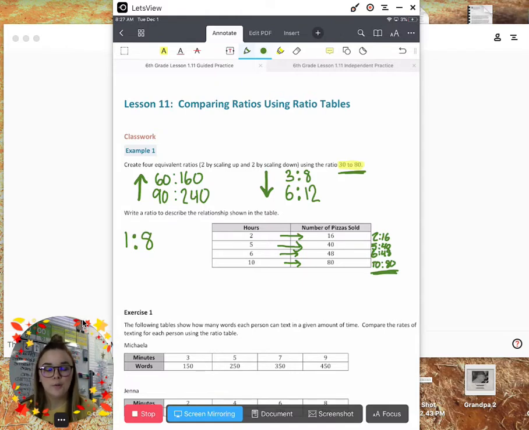Right? All 4 of those ratios are equivalent to 1 to 8. Right? 2 to 16 is equivalent, 5 to 40, 6 to 48, 10 to 80. They're all equivalent to 1 to 8.